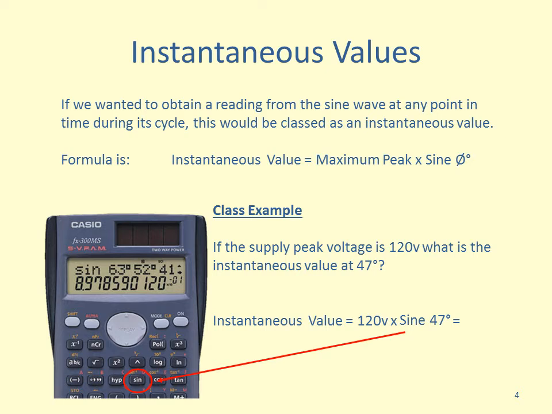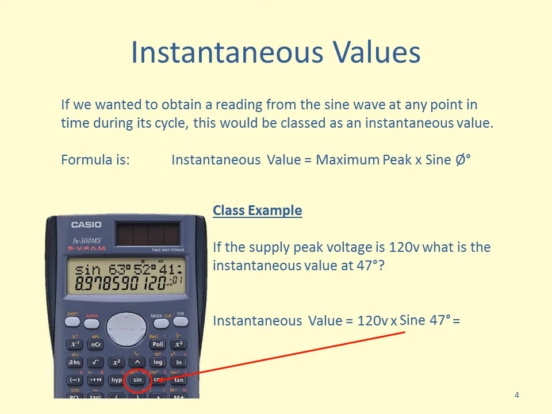What we're going to look at first of all is the instantaneous values. If we wanted to obtain a reading from the sine wave at any point in time during its cycle, this would be classed as the instantaneous value. And the formula is maximum peak multiplied by the sine of the degree we are looking at.